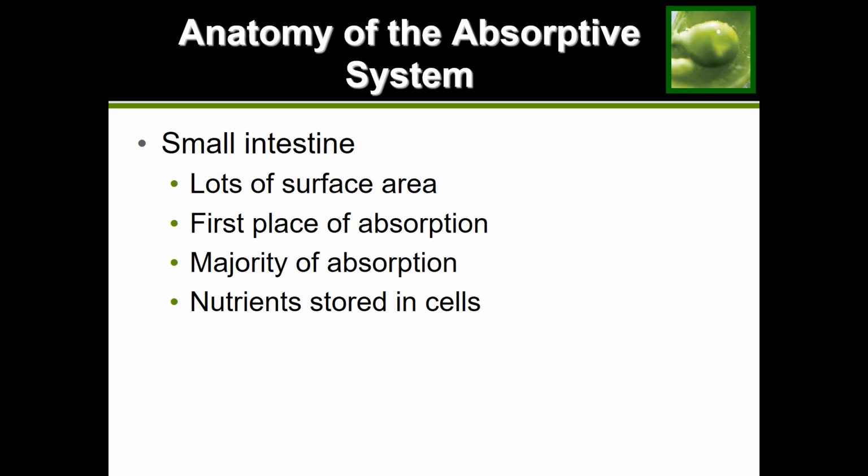Now, another thing that I want to mention is that the nutrients are going to be absorbed into the cells that line the intestinal wall. So our small intestine has cells all along its walls, and that's actually where our nutrients are being stored. They're entering into those cells and are being stored in there and waiting to be picked up and delivered to wherever they are needed in the body.